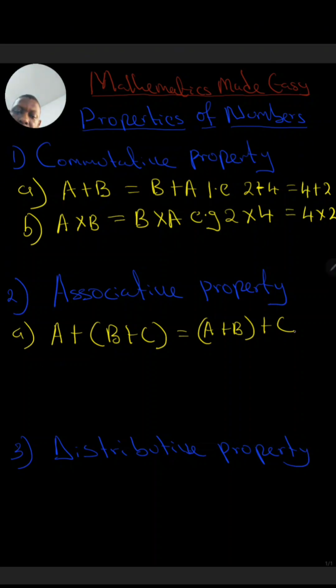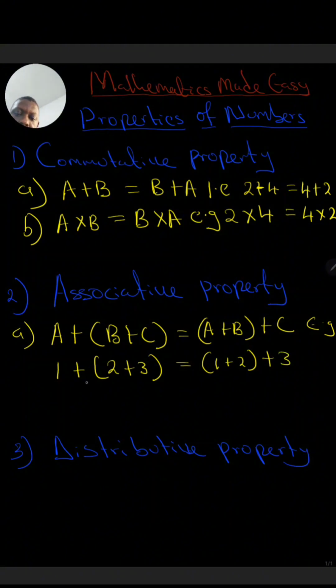Let's give an example. For instance, you have 1 plus, open bracket, 2 plus 3. This is still the same thing as putting the bracket on 1 plus 2, plus 3. Remember, BODMAS says you work what is in the bracket first. So what is 2 plus 3? 5. Now, to expand this bracket, you multiply by an invisible 1. 5 times 1 is 5. Now, 5 plus 1 gives you 6. So everything here is 6.